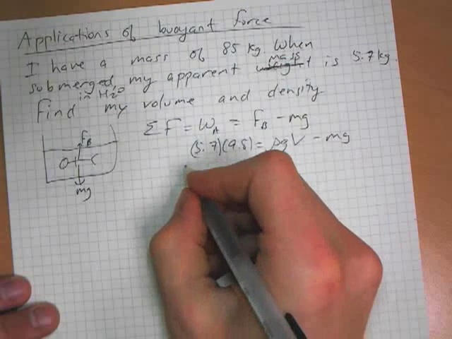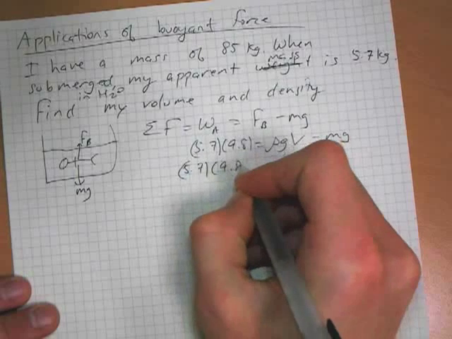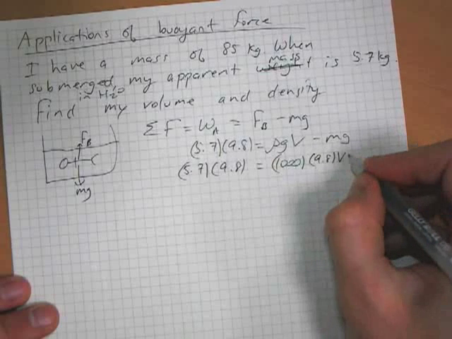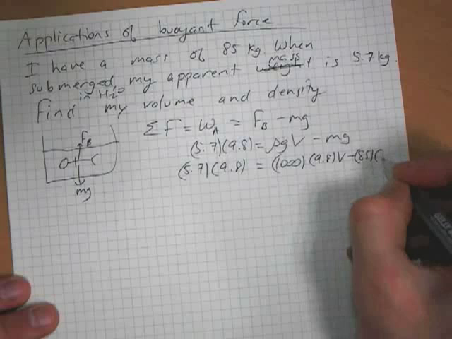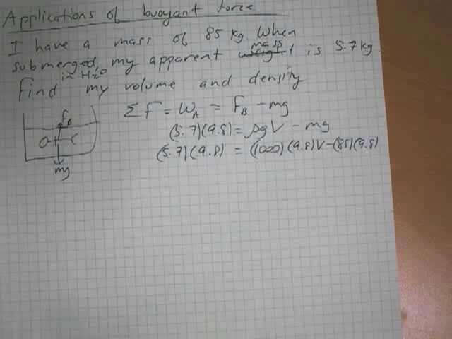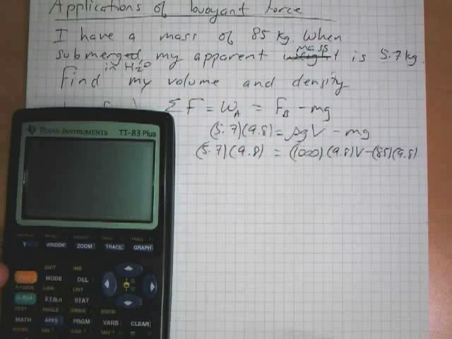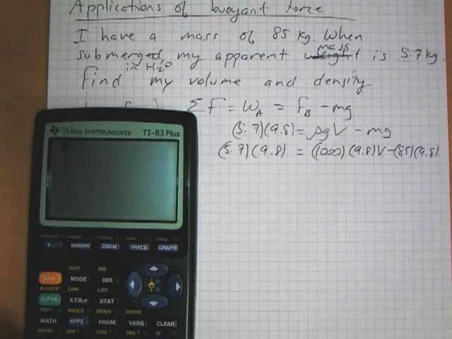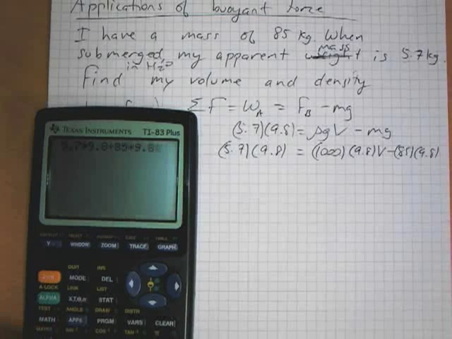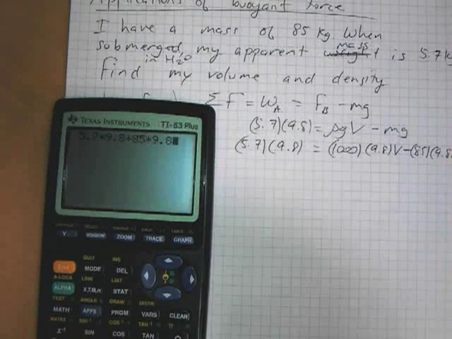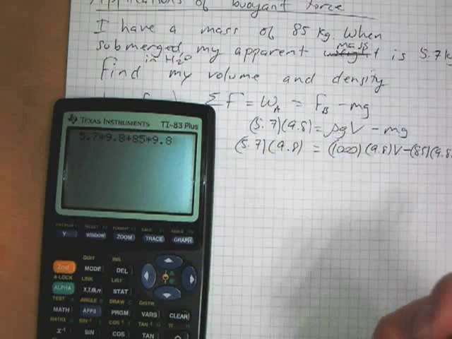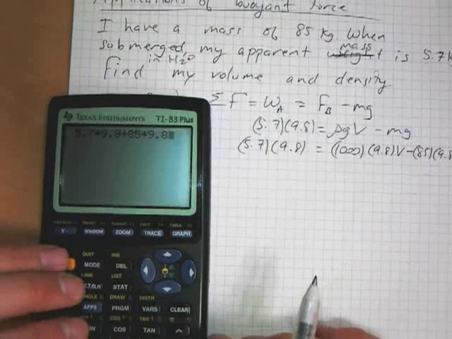And so we can plug in numbers. 5.7 times 9.8 equals 1,000 times 9.8 times volume minus 85 times 9.8. And from that we can calculate what my volume is. This works for any object if you can figure out its apparent weight, which you can do with a hanging scale. If you have a hook, like our force sensors, and you hang something from a hook like that, you can figure out its apparent weight. It's the upward force needed to keep it from going down.